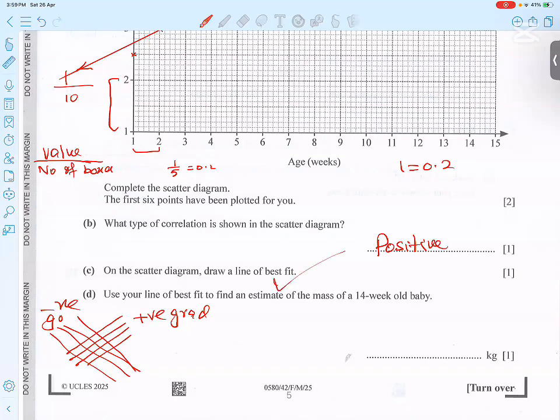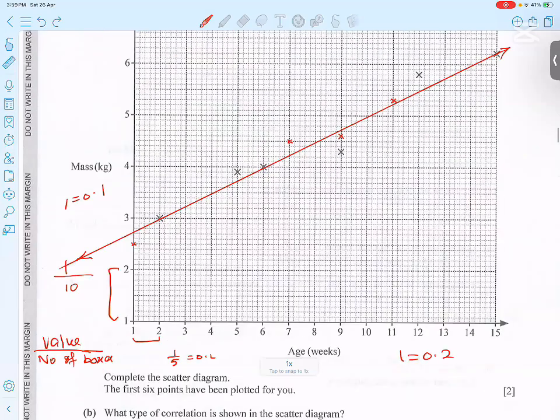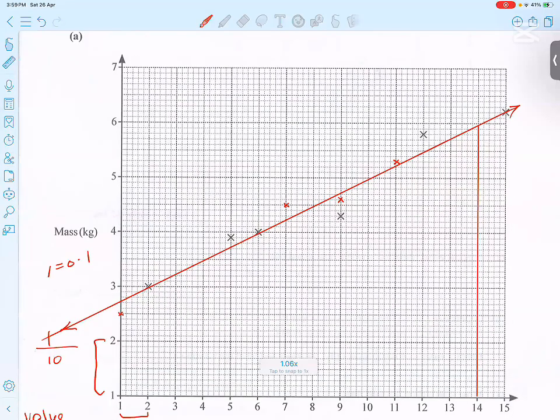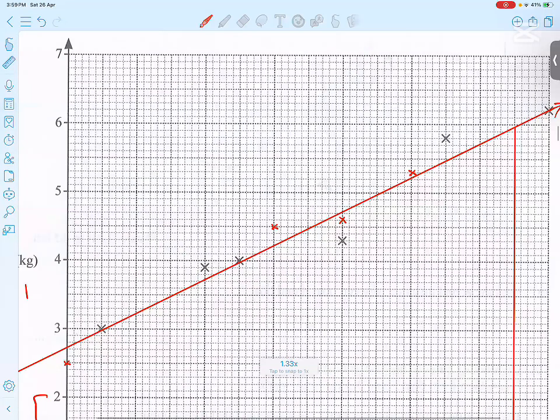Best fit line, I have done it. Let's talk about the last part. Use your best fit line to estimate the mass of the 14-week-old baby. So from this line, we go up, up, up, and you see where it meets. Here, approximately.